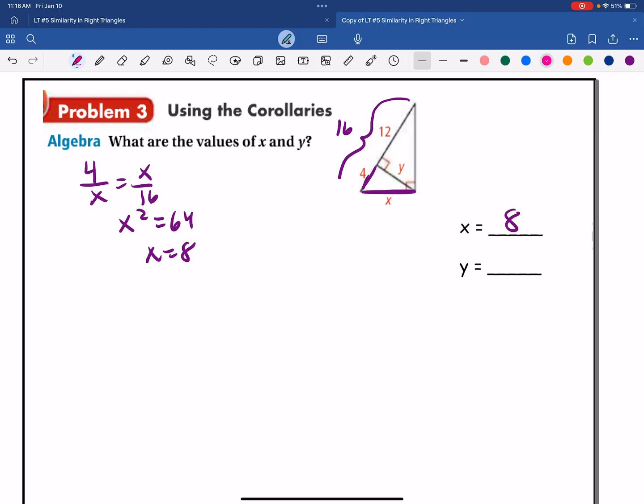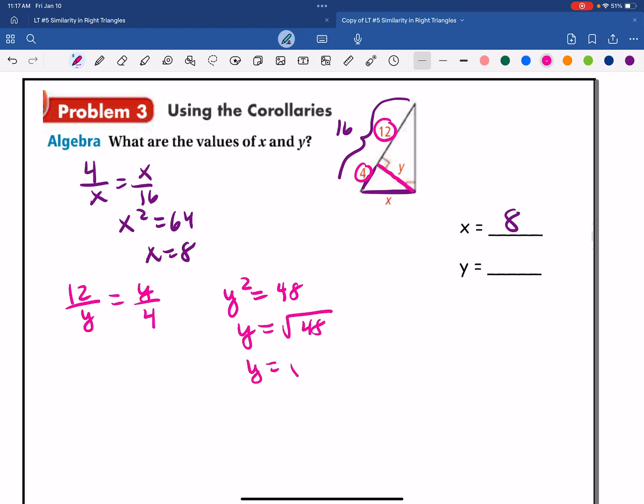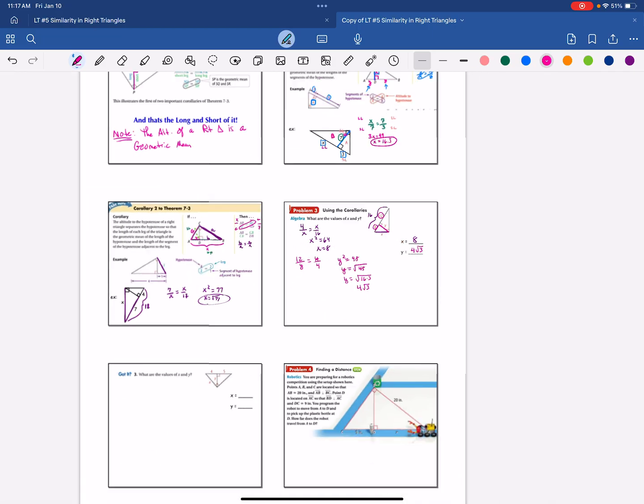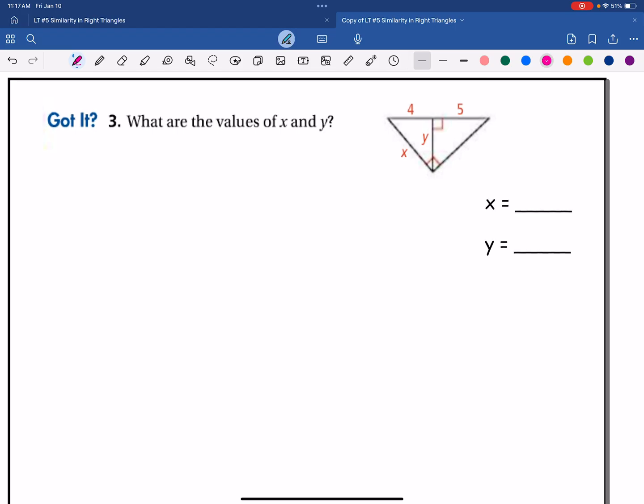Now we're solving for y. Now y would be the geometric mean between 12 and 4. So we do 12 is to y as y is to 4. We cross multiply, and this is 48. Square root of 48 is 16 times 3, which is 4 root 3. So this would be 4 root 3. All right. Pause the movie, try these, and press play when you are finished.